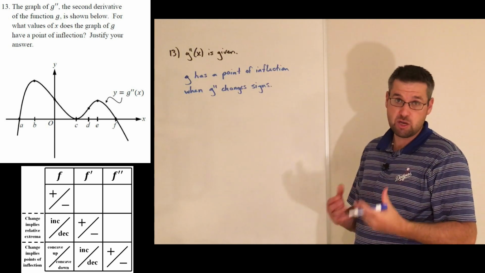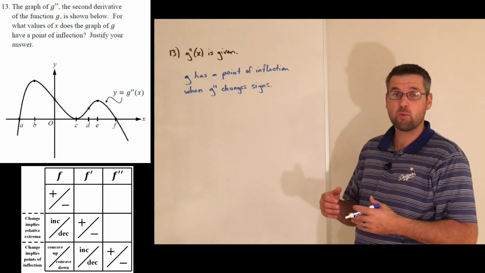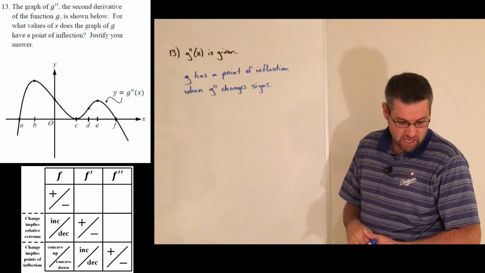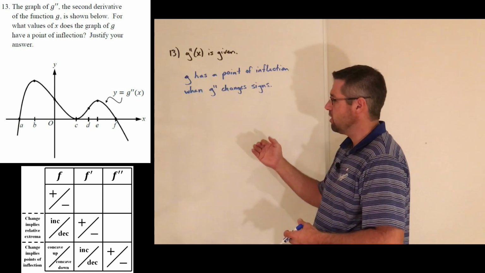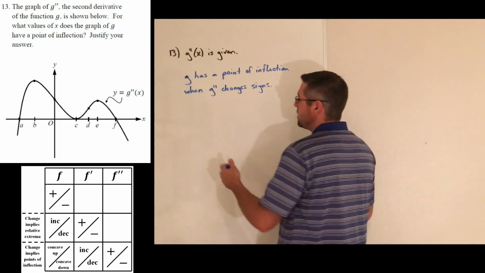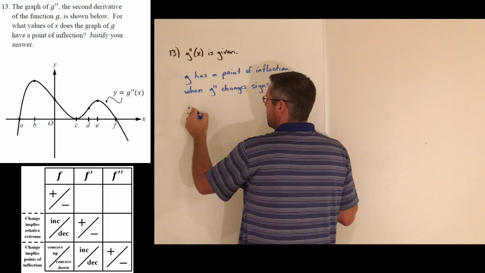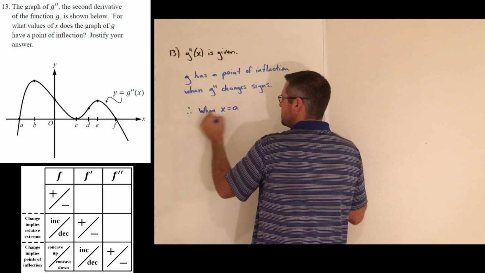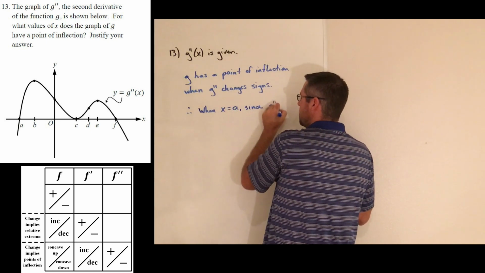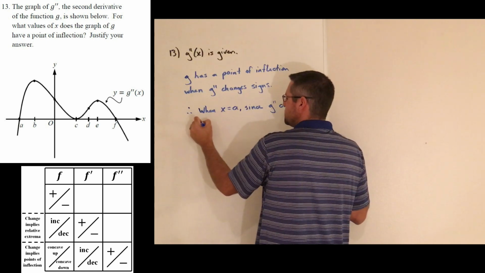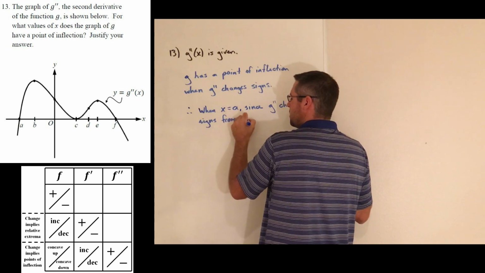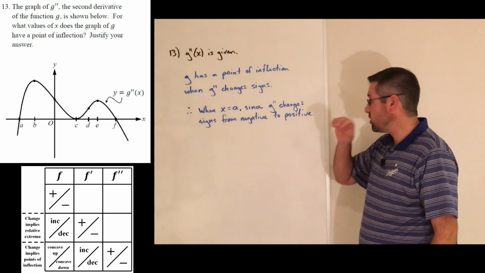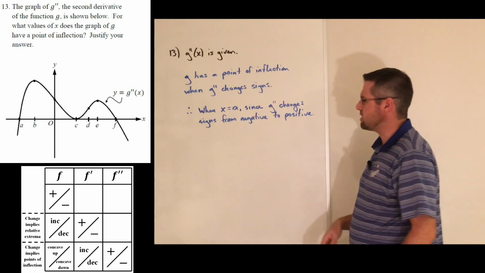And since we're given the graph of g double prime, we're just looking for when it changes signs. In other words, we're looking for when it changes from being above the x-axis to below the x-axis, or vice versa. So if we look at this graph, we can see at point A that g double prime is changing from being below to above, which means it's changing signs from negative to positive. Therefore, we'd say when x equals a, and I'll add a little bit of justification here. Since g double prime changes signs from negative to positive. Okay. Now, it doesn't matter which way it changes signs as long as it changes signs, but it's always a good idea to be as detailed as possible.